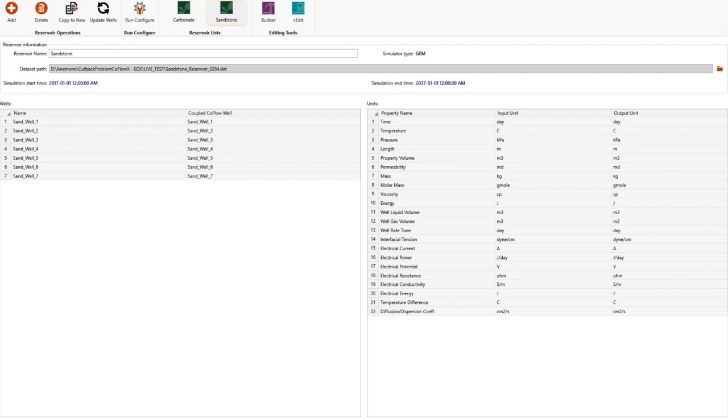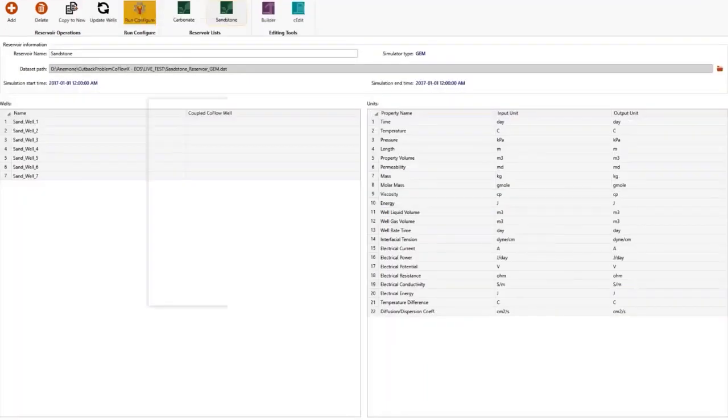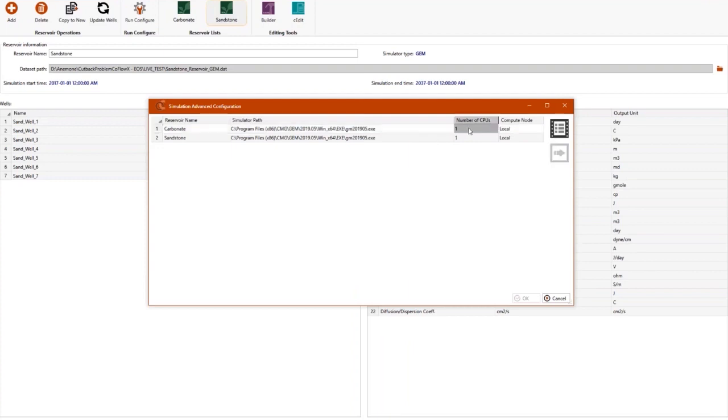Then I can go to the well coupling tab. The couplings are still present just the same way. And I can then submit my reservoirs on different numbers of processors on different computers. So I can pick one reservoir which is maybe easier to solve on 2 processors and the other one on 16 processors. It depends on how much computing power you have, and this will run just like you have set it up here. And you can pick whatever cluster computers or local machines that you want to use.